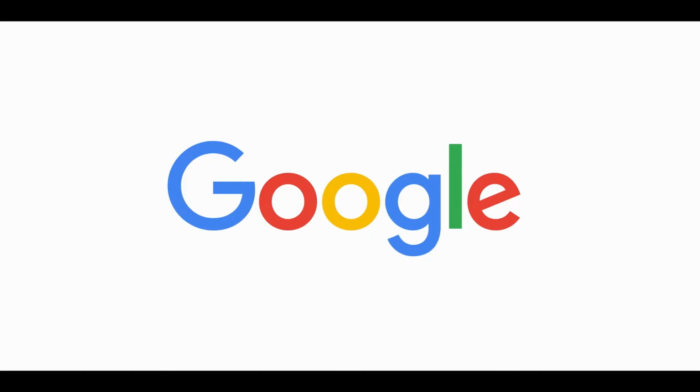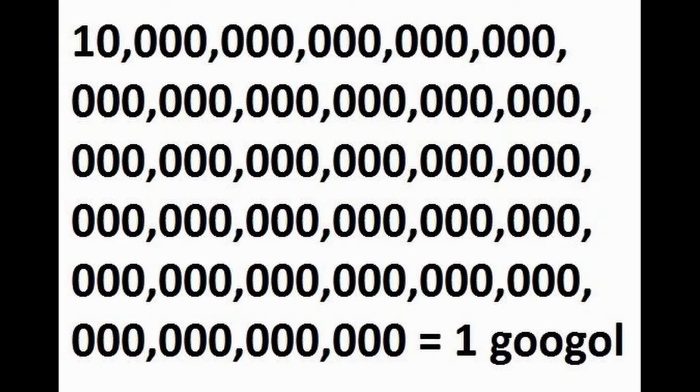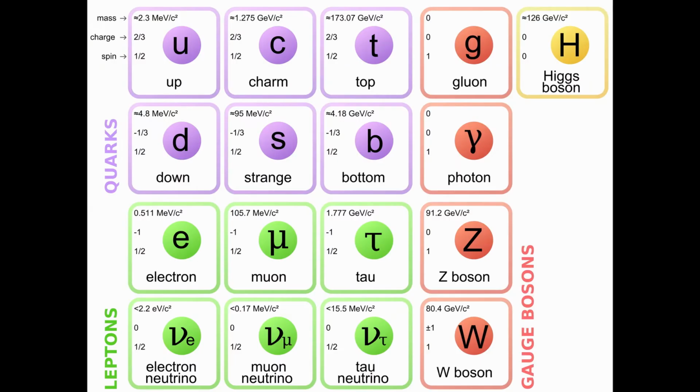In fact, Google, the most popular search engine in the world, is named after a number, googol, which is 10 to the 100th power, which is 1 followed by 100 zeros. A googol is larger than the number of elementary particles in the universe, which amount to 10 to the 80th power. Zero's journey began a long time ago.